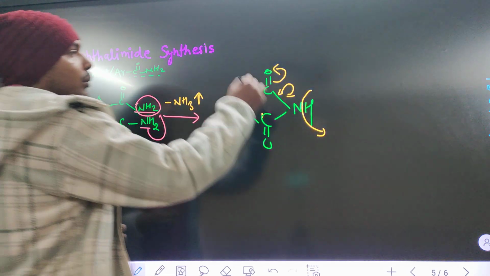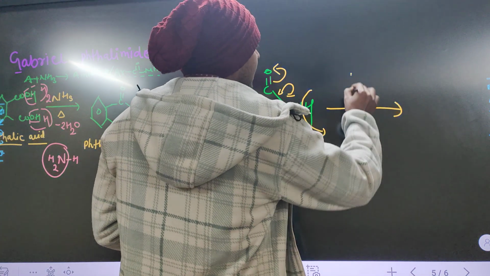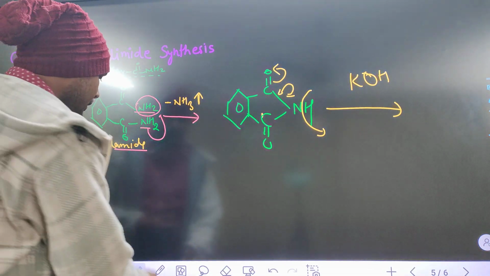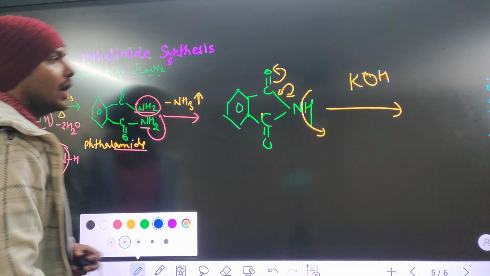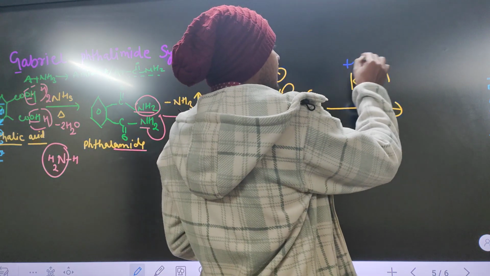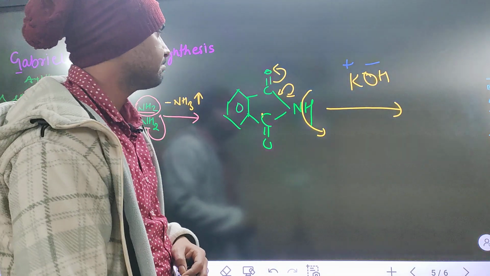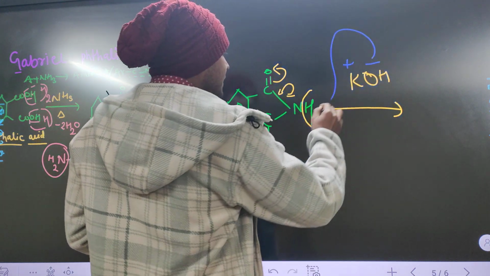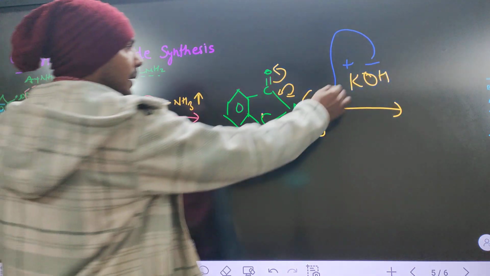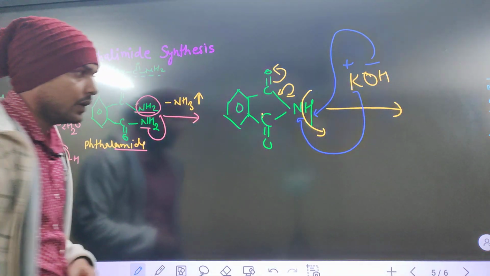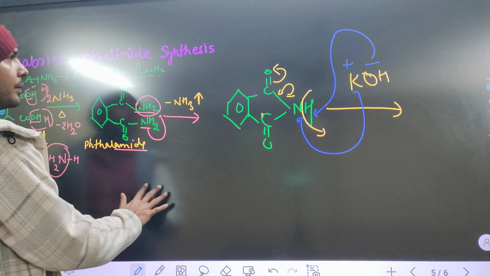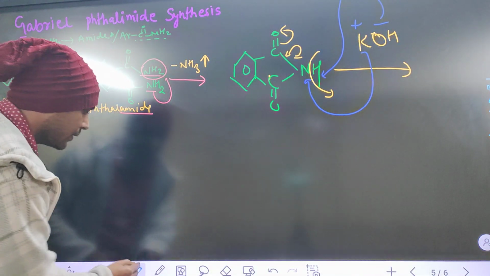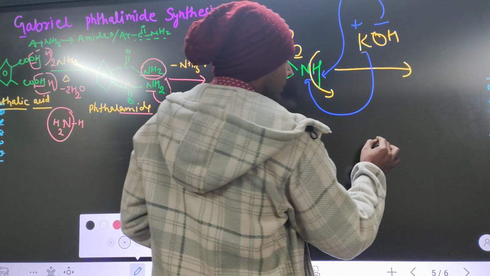So I am putting some base. I am putting KOH. KOH is potassium hydroxide. This is a very good base, or strong base. So it is like K plus and OH minus. What will happen? This OH group will capture this hydrogen and the K plus will be attached to N. So now what will form? I am drawing this structure here. It will form like this.